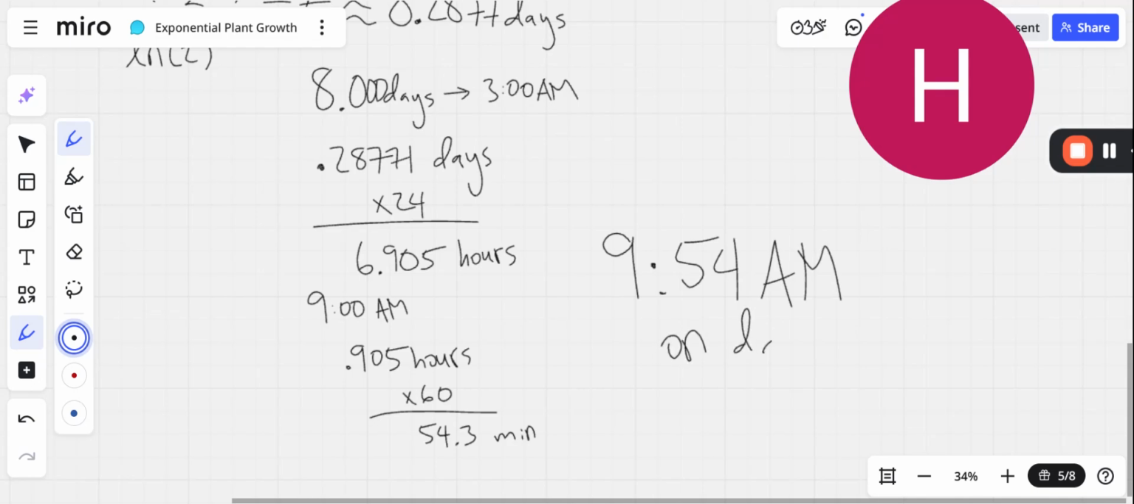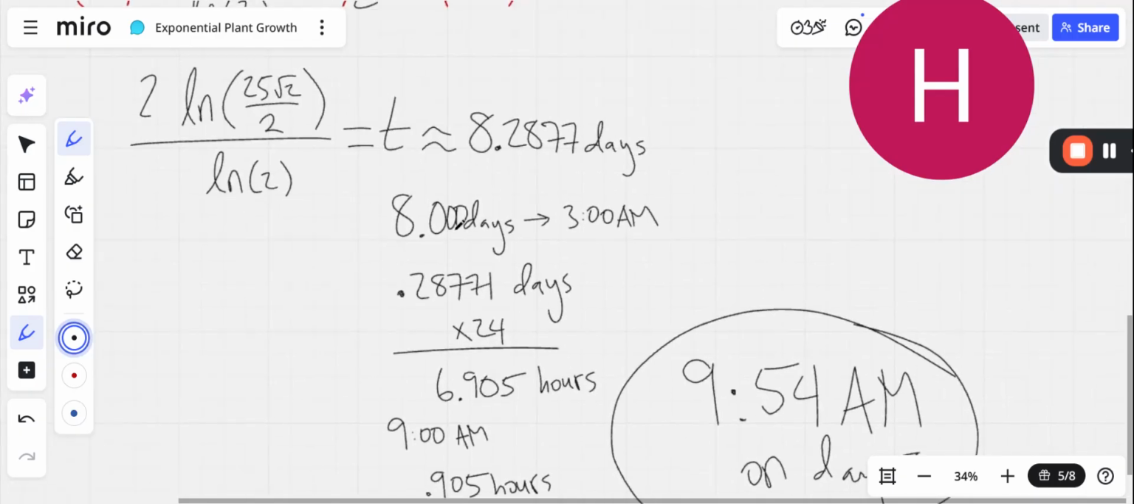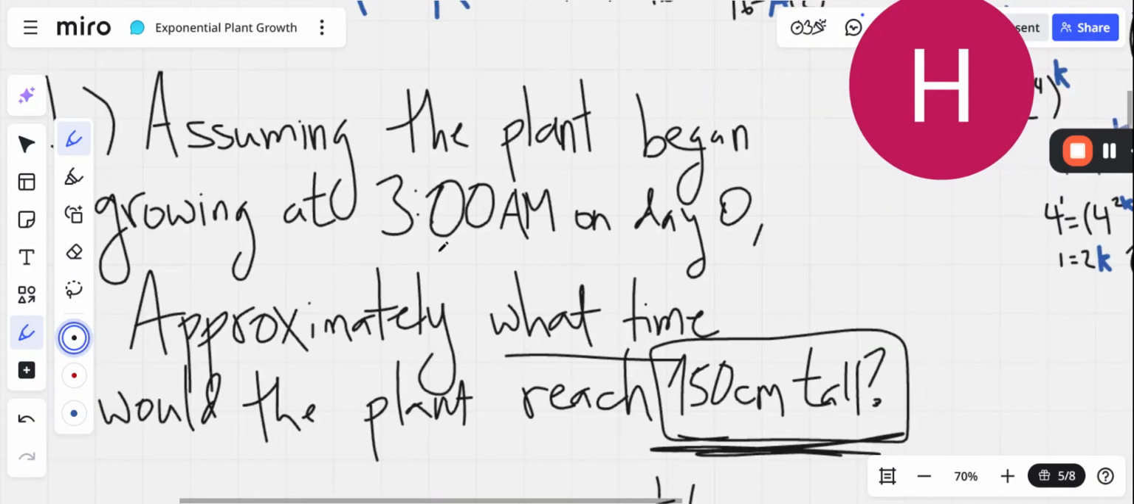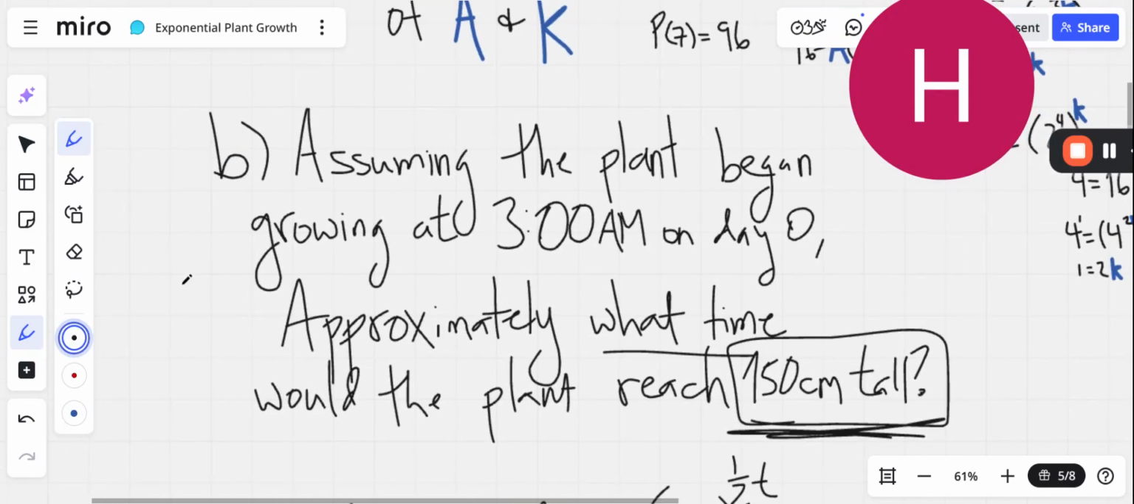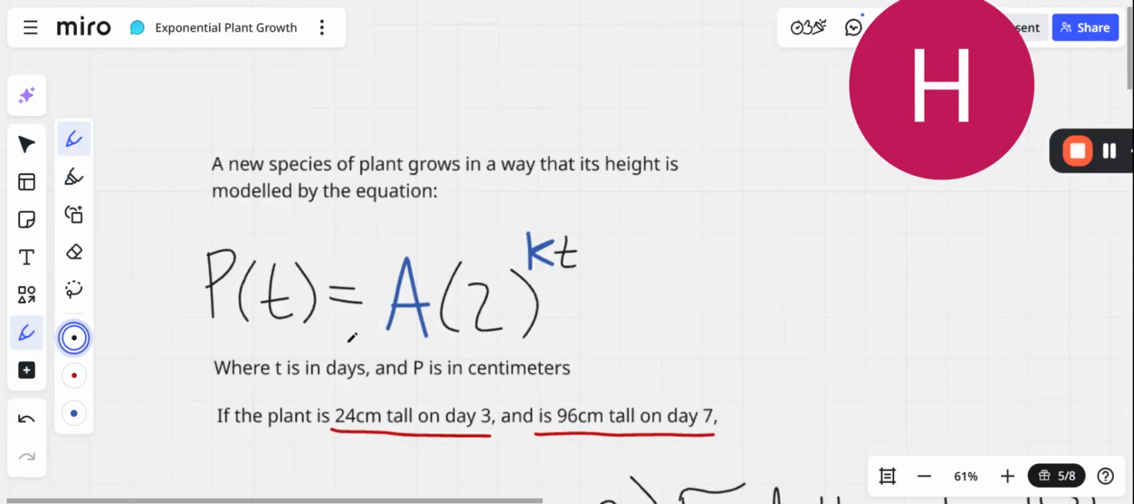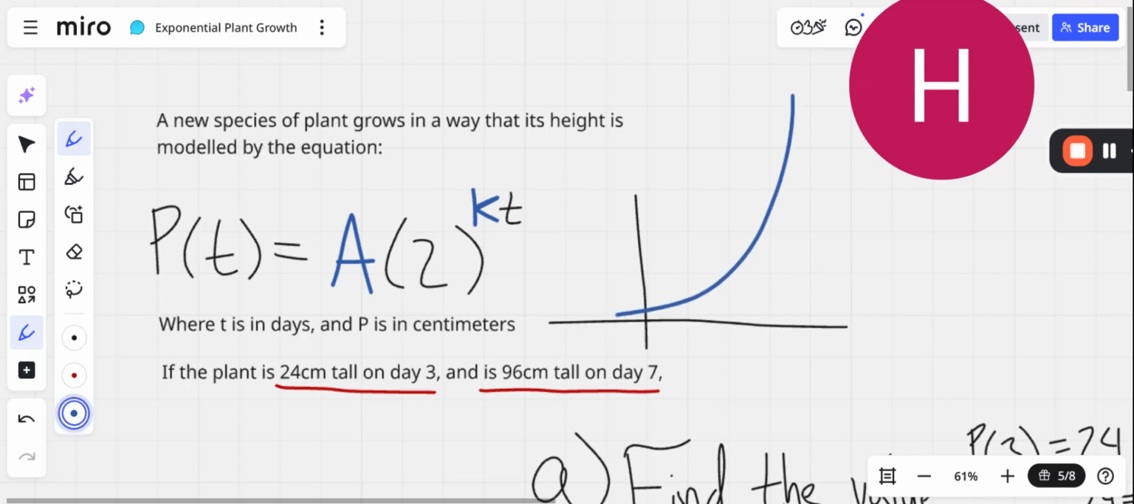on day 8. And that is exactly the time that this plant would finally grow to 150 centimeters tall. Let's be realistic and mention that plants do not necessarily grow at the exact same rate every single moment. There may be times of the day or night when they're growing faster, but this is assuming the plant models this growth exactly. So it's an assumption that we make because over a long period of time, it's a very valid trend. If you wanted to get more specific, you would need more measurements.